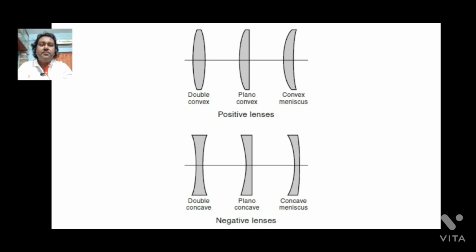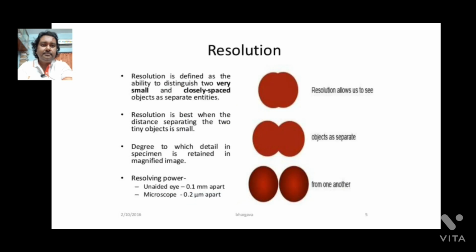In case of microscopic mirror, the lens is plano-concave. Now, coming to the resolution. What is resolution? I have just previously discussed that it is the power of a lens to separate two very closely situated points as two separate points.